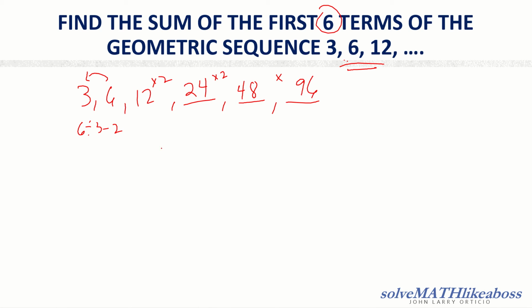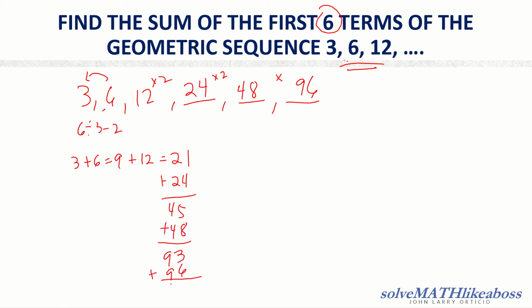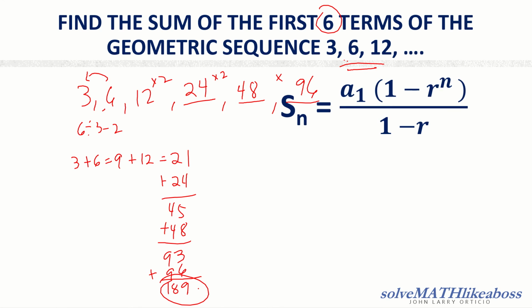Then, ipa-plus mo ngayon yan. 3 plus 6 equals 9 plus 12. So, that's 21 plus 24. That's 45. Pina-plus-plus ko na lahat. Plus 48. So, that's 93. And then plus 96. So, that's 189. So, ibig sabihin, ang sum natin is 189. So, that's the series. Ngayon, kung gagamit tayo ng formula, ito po yung formula.